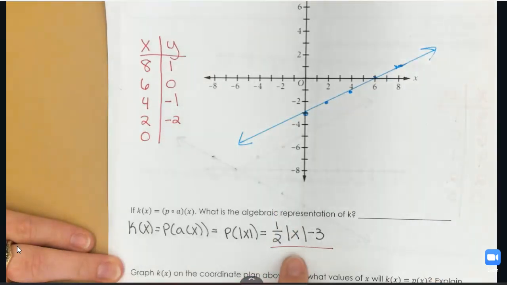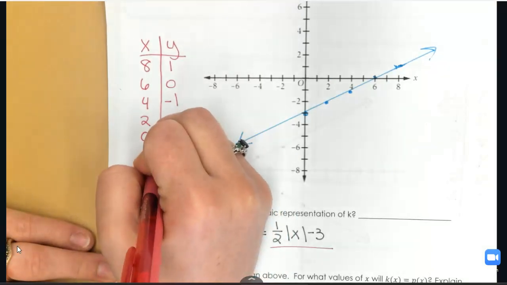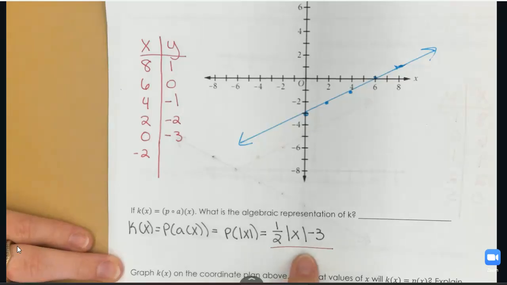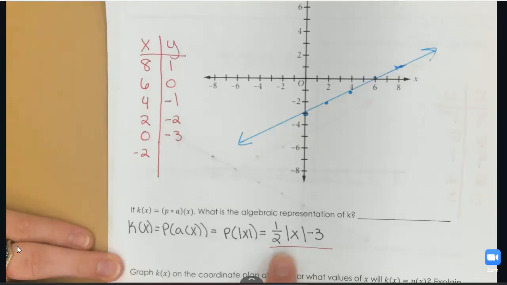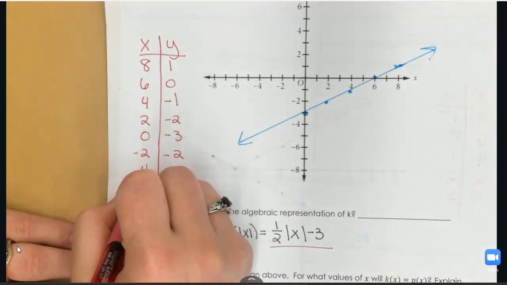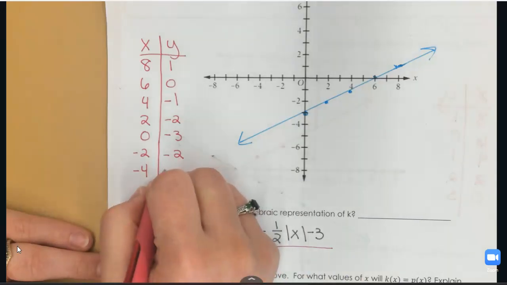For 0, the absolute value of 0 is 0. 0 times 1/2 is 0. 0 minus 3 is -3. Getting into the negative territory, -2. The absolute value of -2 is +2. 2 times 1/2 is 1. 1 minus 3 is -2. For -4, the absolute value of -4 is +4. 4 times 1/2 is 2. 2 minus 3 is -1.